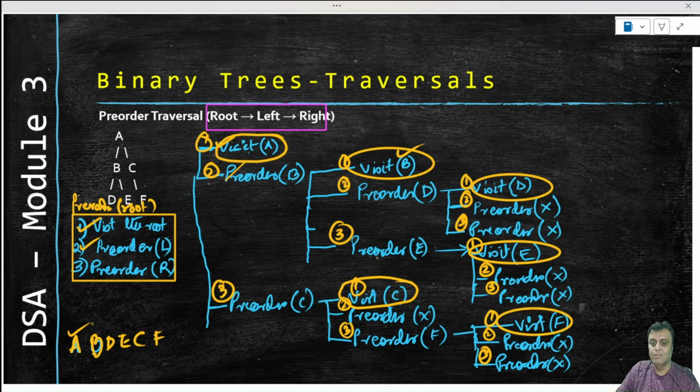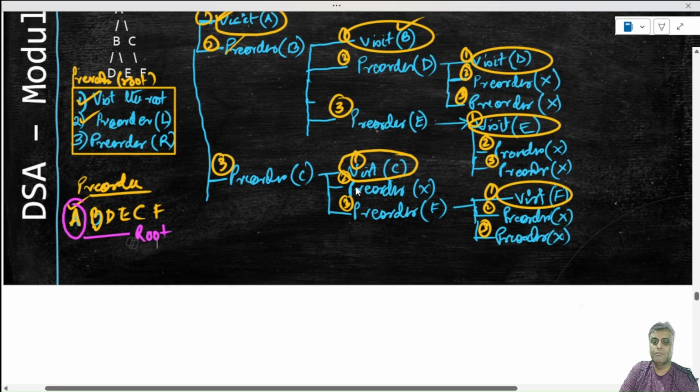And that is your pre-order traversal output of this particular tree. A, B, D, E, C, F. That is your pre-order traversal output of this particular tree. Now, when you are doing this, remember that the output will always have the first element as the root of the tree. The first element will always be the root of the tree in a pre-order traversal. The traversal outcome will always be the root of the tree, right? So that's how you will do pre-order traversal.